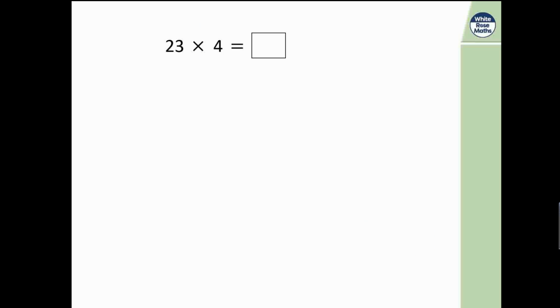23 times 4. Now, remember what we were looking at yesterday, which was efficient multiplication. Basically, the quickest and easiest way of doing something. What's 20 times 4? Well, what's 2 times 4? 8, thank you. So it must be 80. And we need to do 3 times 4. 12. Okay, and we need to add them. 0 plus 2 is 2. 8 plus 1 is 9. So our answer is 92.